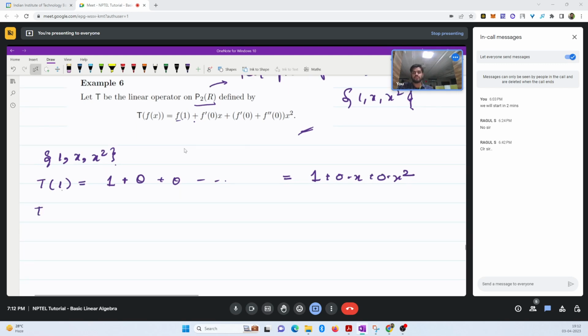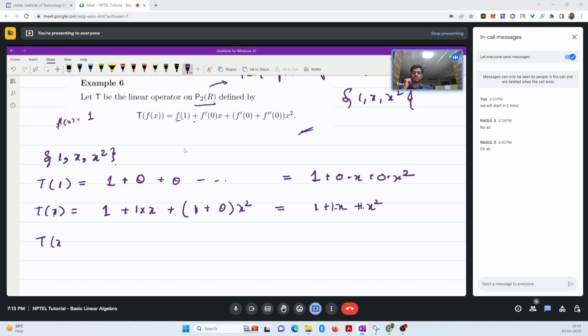Now let's find T of x. It says f of 1. If we put 1 in x, it would be 1 only, plus f dash of 0. f dash of x is 1, so f dash of 0 is 1, times x. F double dash is 0 times x square. So this is 1 plus x plus 0 x square, that is 1 times 1, 1 times x, and 0 times x square.